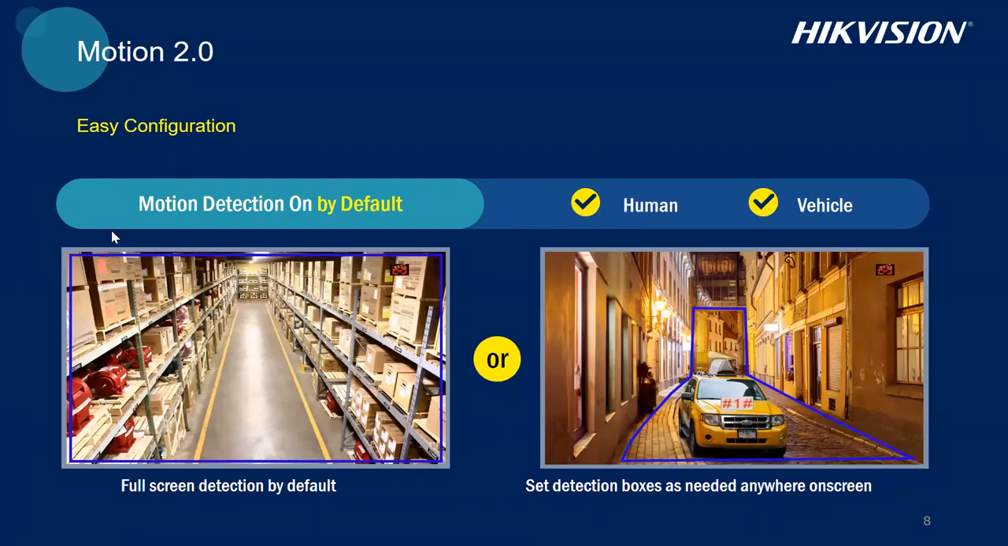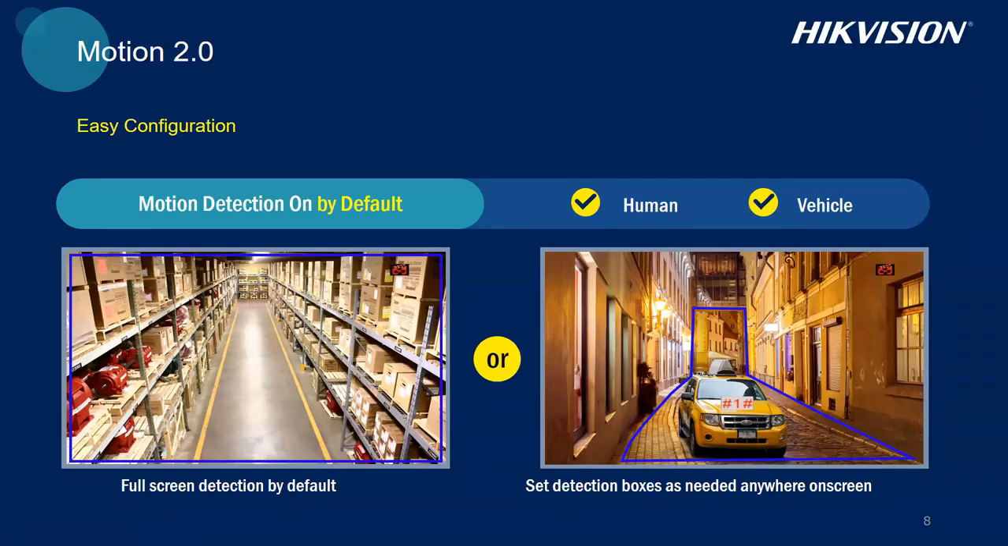If you can see here, Motion 2 is enabled by default for full screen detection. So when your installer plugs this in, this part is plug and play. It's literally set up full screen detection on each channel within the recorder itself. And again, this motion detection is using an algorithm within the GPU, so it's looking for a human being, it's looking for a vehicle.